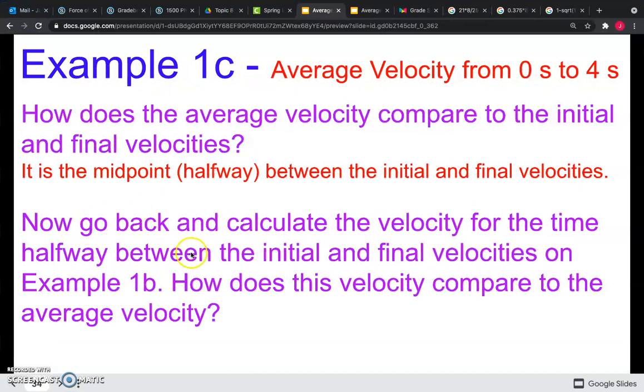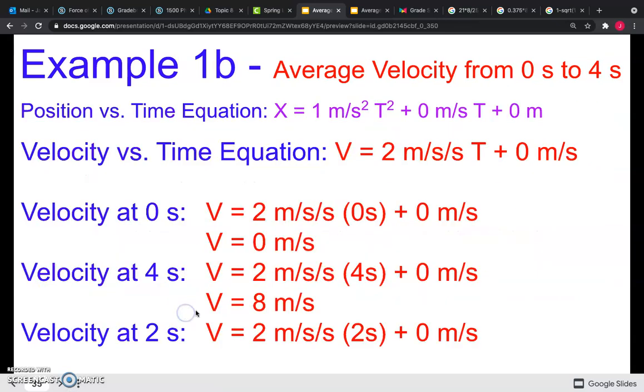So let's try that again. Now go back and calculate the velocity for the time halfway between the initial and final velocities on example 1b. How does this velocity compare to the average velocity? For this one, again, 2 seconds is going to be halfway between 0 and 4 seconds, so we're going to calculate the velocity at 2 seconds.